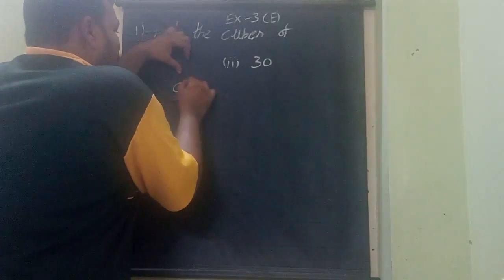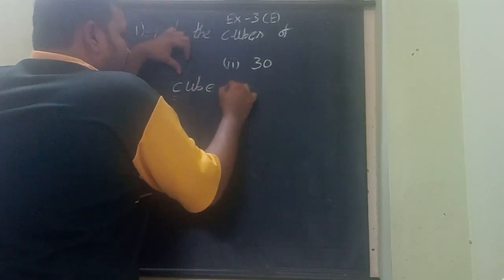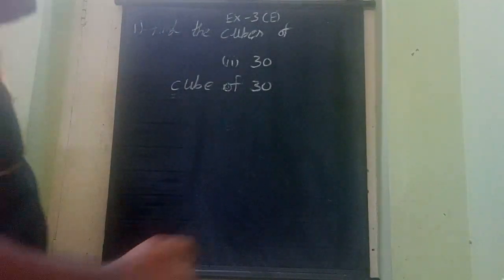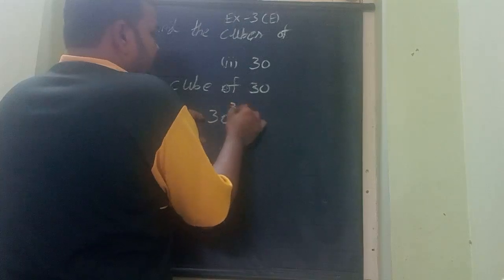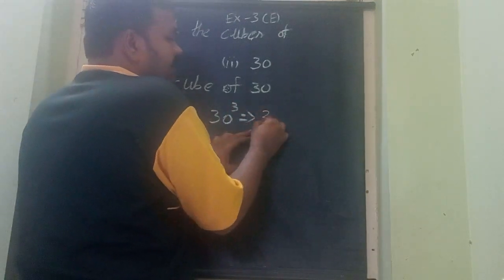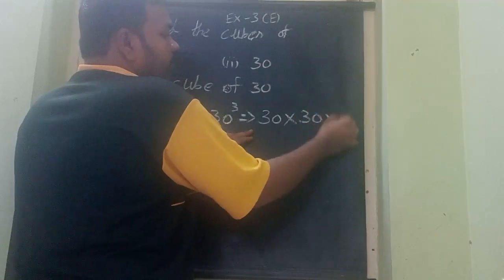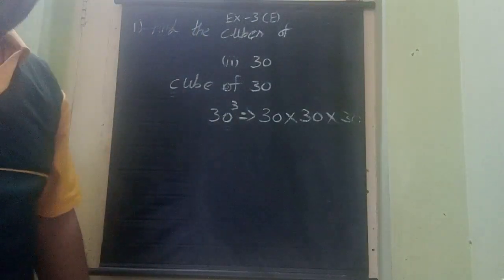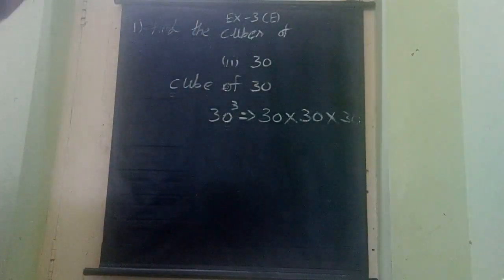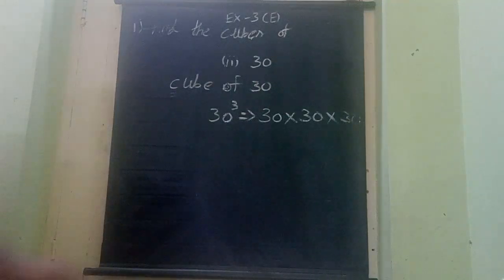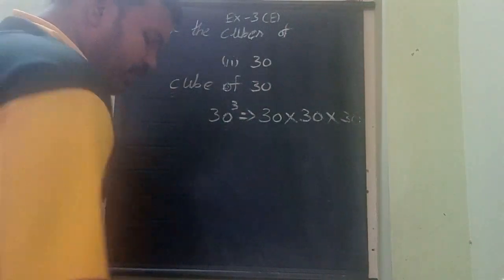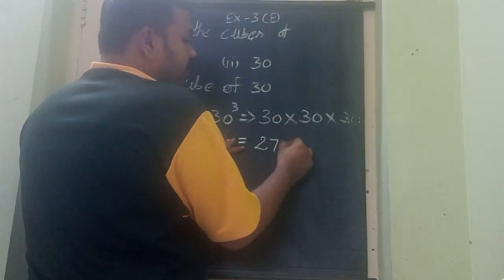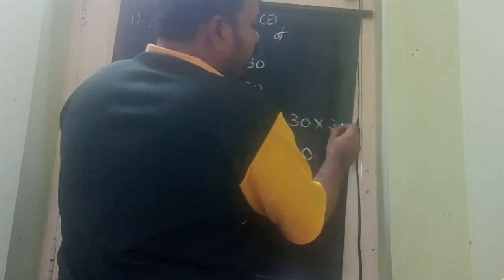So here is the cube. What is the solution here? Cube of 30 is 30 power 3. That means we have to repeat 30, 3 times: 30 into 30 into 30. Now multiplication. First forget about the 0s and write this. 3 3s are 9, 9 3s are 27. That is 27 0 0 0. Where these 0s came from is here.